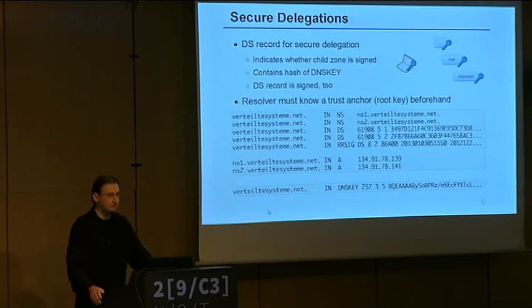Okay, here's an example. Sorry. Here's an example of a secure delegation.